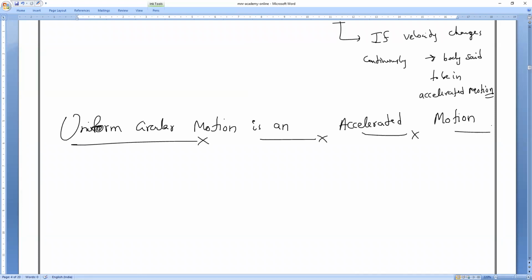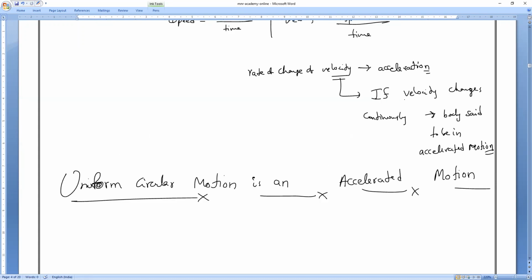We know that when the velocity of the body continuously changes, as I just told you, the body is said to be accelerating. When the body's velocity is continuously changing, then I'm saying the body is said to be accelerating.